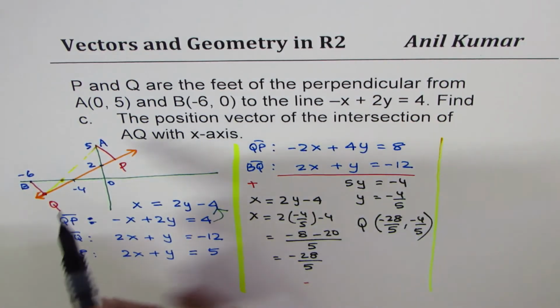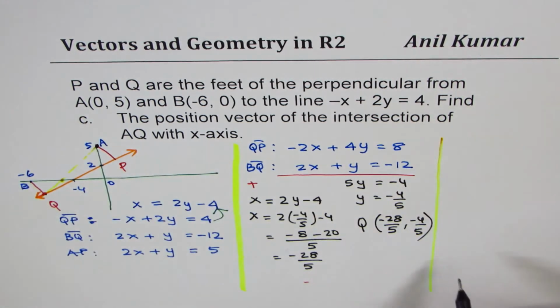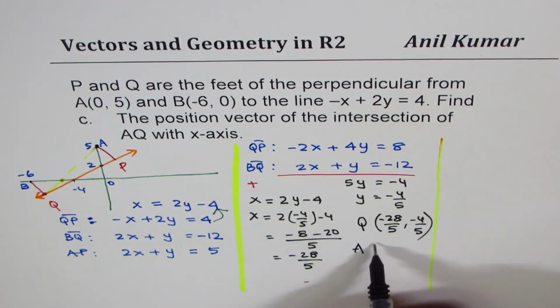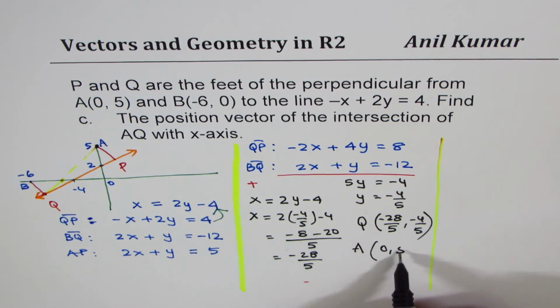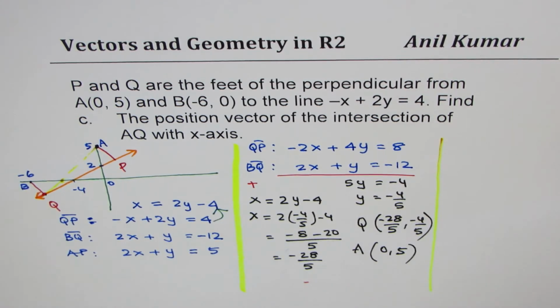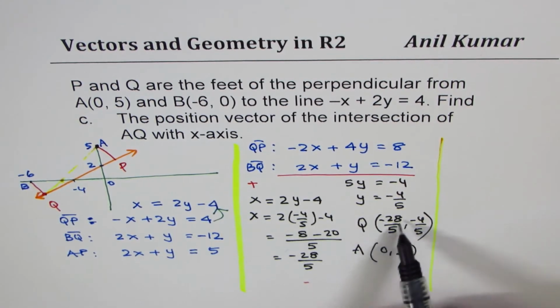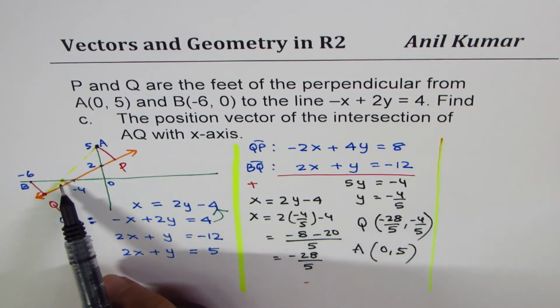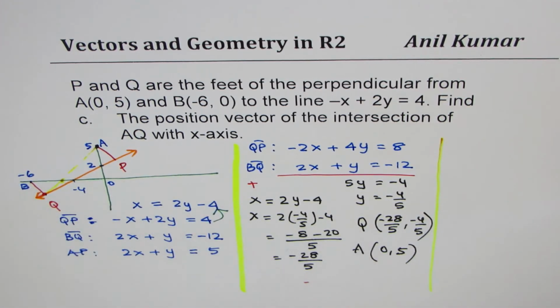We already know what A is. A is 0, 5. Okay. So now we need to find the equation of this line and its x-intercept. That is the answer. Perfect. So that is the answer. And how should we do it?